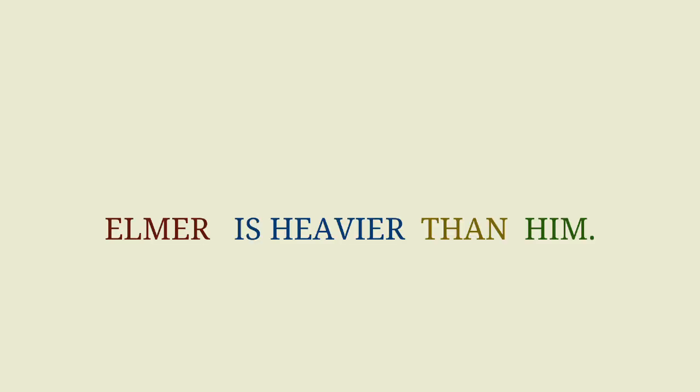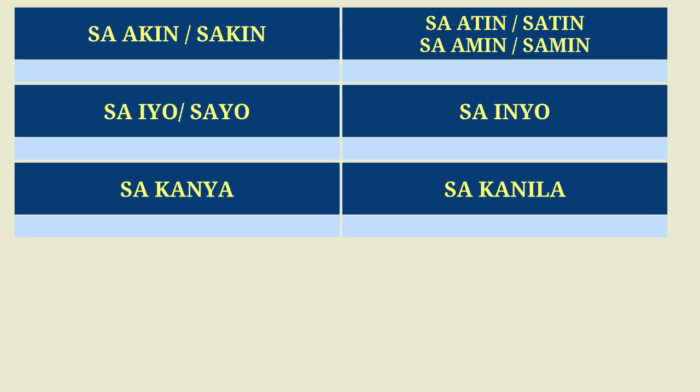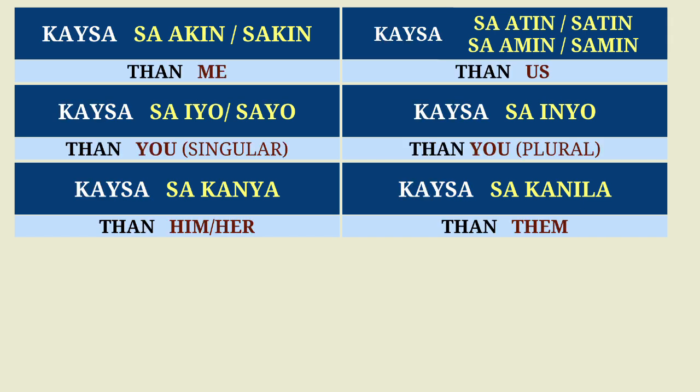Now, what if the noun that the subject is being compared to is a pronoun, like in this example? Elmer is heavier than him. So him is a pronoun, correct? So for pronouns, you can use the following. Yes, they are the possessive pronouns that we discussed in lesson 9. What you only have to do is add Kaysa at the beginning so that it becomes then me, then you, then him or her, etc.